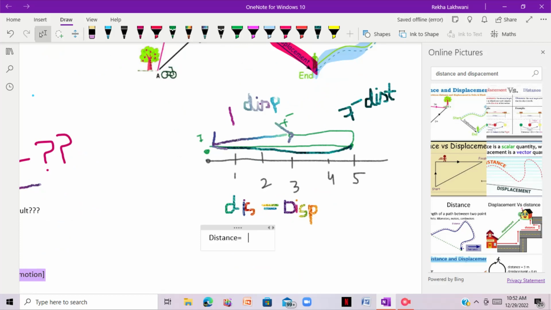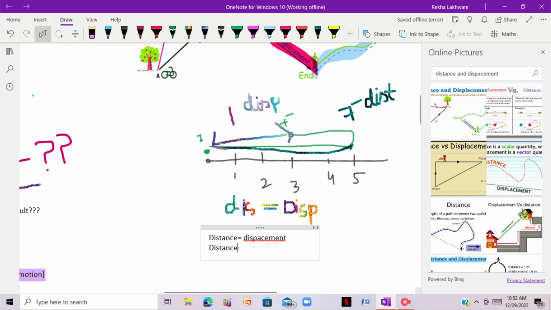Also, we know that distance can never be equal to 0, but displacement can be equal to 0, or it can be negative, or it can be positive too, right? So I hope the concept is clear.